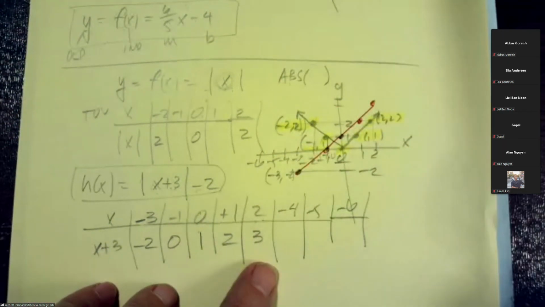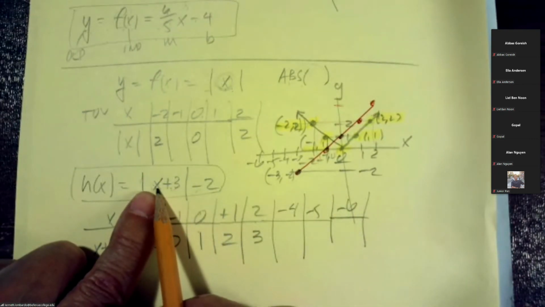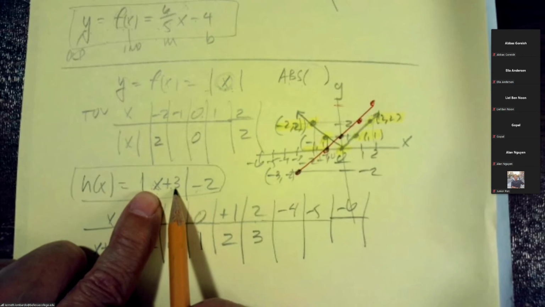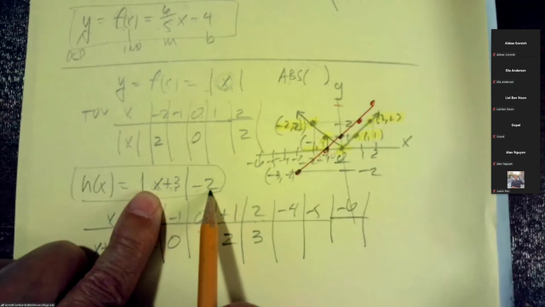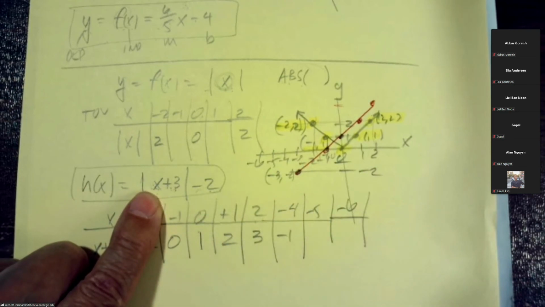So let's see here at -4. The difference between that gives us a -1, but that becomes a +1. So that becomes a -1. Is that a -1 right there? Is that correct?